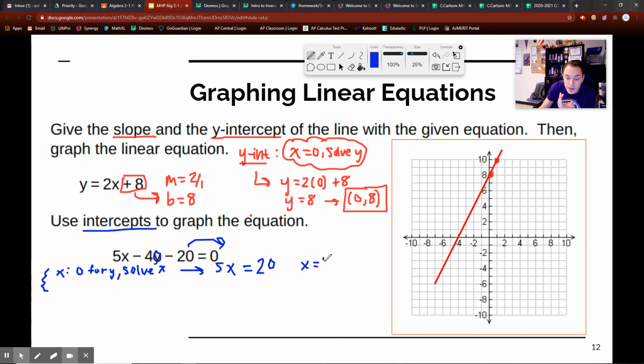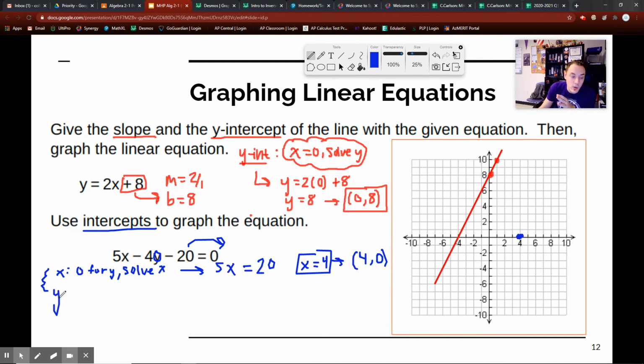What does that mean? Well, that's my input, which means what was my output? My output was 0, because that's what I had for y. My input, my x, was 4. So the point is (4, 0). I'm going to plot a point right here. Math Excel will want you to plot these intercepts, using the x-intercept and y-intercept.